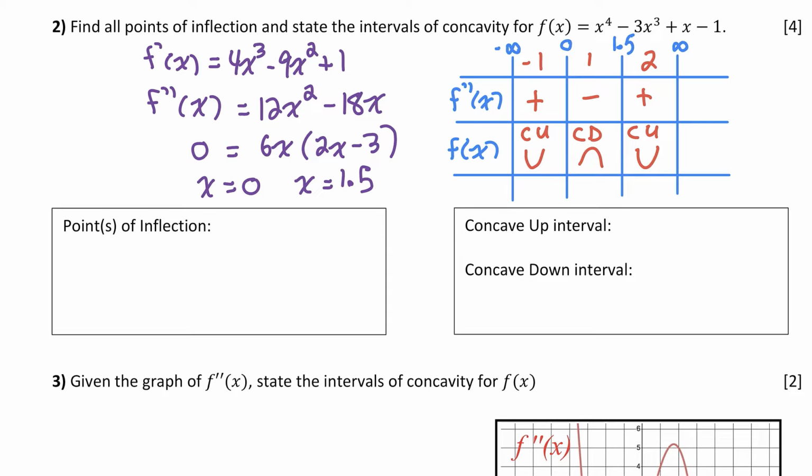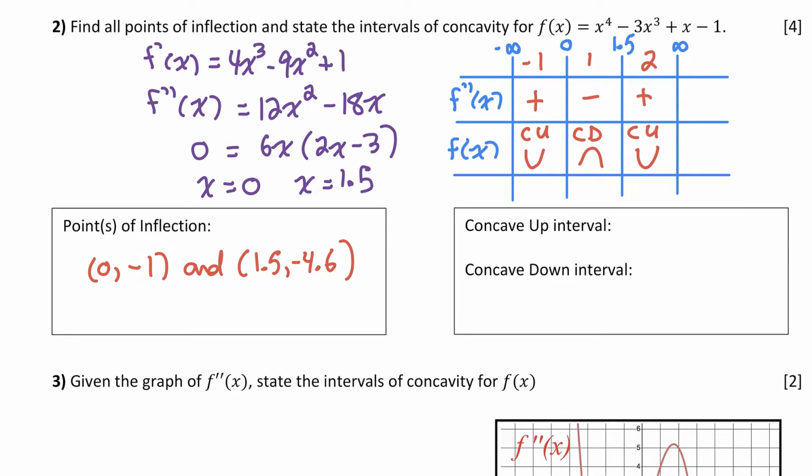There's a point of inflection at 0, and I'll calculate the y value from my function. The y value will be -1. And at 1.5, I can calculate the y value by subbing 1.5 into the original function for x. I get about -4.6. So at those 2 points, there are points of inflection. There are changes in concavity at those 2 points.